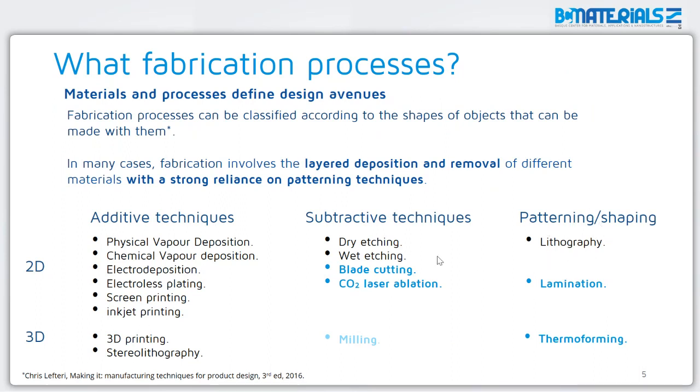Okay, the processes in black are the processes that you already have available at BCMaterials, either because they are in our facilities or because they are available at the university and we can have access to them. These will be thin layer processes, electrodeposition, screen printing, inkjet, 3D printing, whatever. The techniques in blue are the ones that I'll be introducing today.